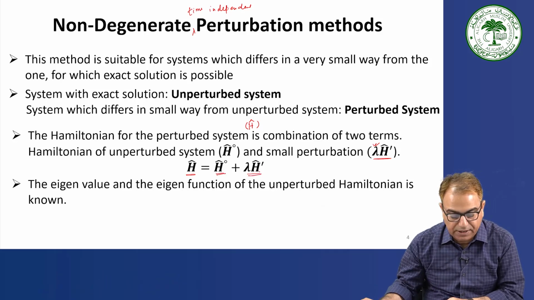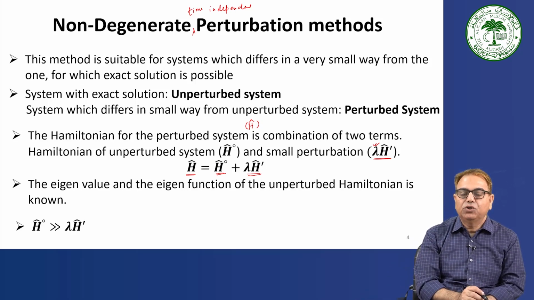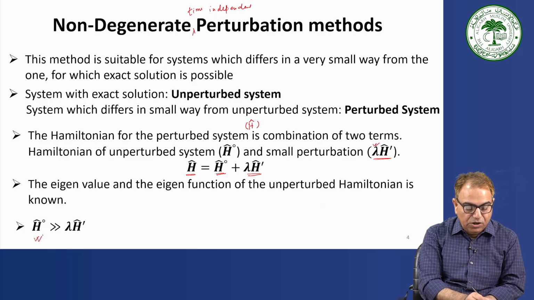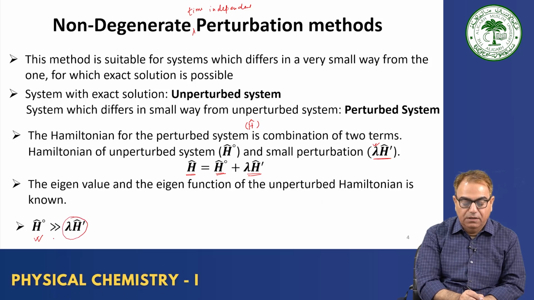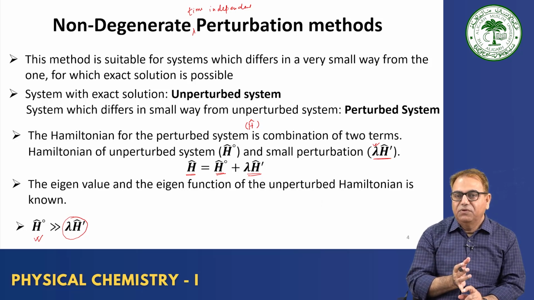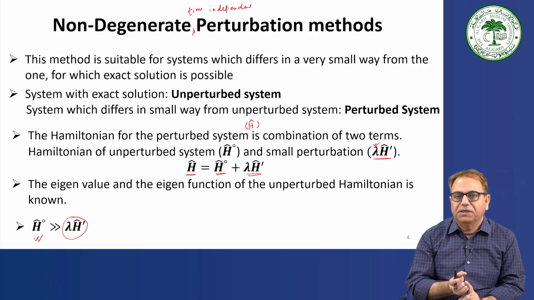One thing very important is that this disturbance should be very small, then only the theory is applicable, otherwise it will not be applicable. What does it mean? If the disturbance is small, then the H naught value should be very large compared to lambda H prime. If that is not the case, then we cannot apply perturbation equations or perturbation theory to the case. So till now, any system for which the solution is known, disturbed by a small amount, can be dealt with in perturbation theory.